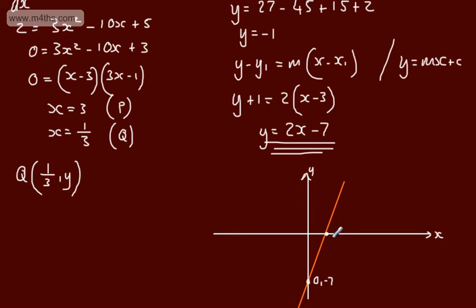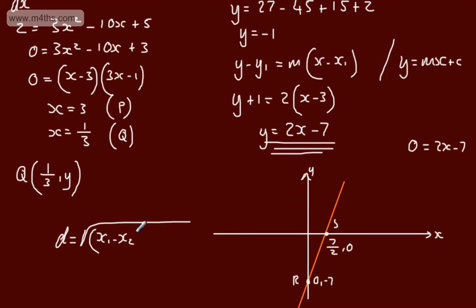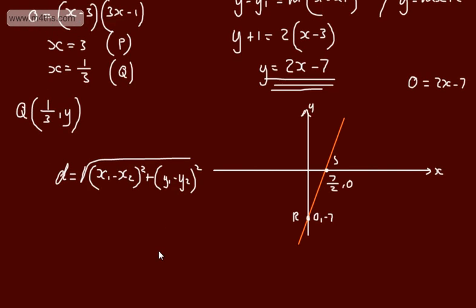It's going to cross the x-axis when y is equal to 0. So 0 is equal to 2x minus 7. Adding 7 to both sides and dividing by 2, we've got 7 over 2, 0. So what we've got then is RS, and we're looking for the length. All we're after now is the distance. The distance formula is Pythagoras: the square root of x1 minus x2 squared plus y1 minus y2 squared. So I'm going to put the values in here and find RS.